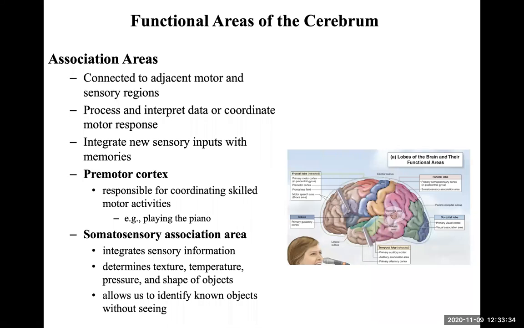But then, yes, absolutely, we do. In addition to those, we have these multimodal association areas.